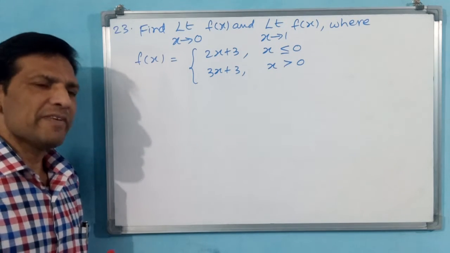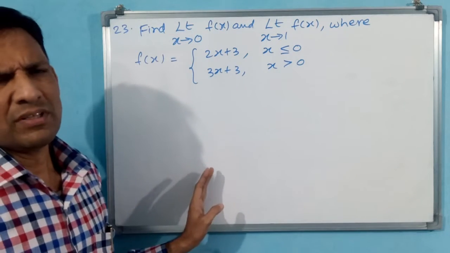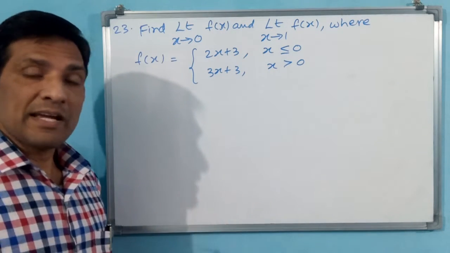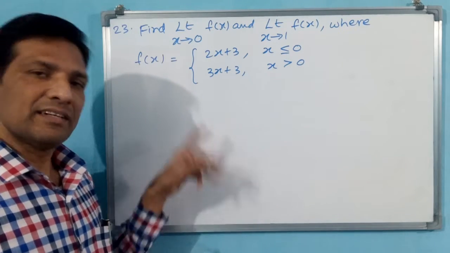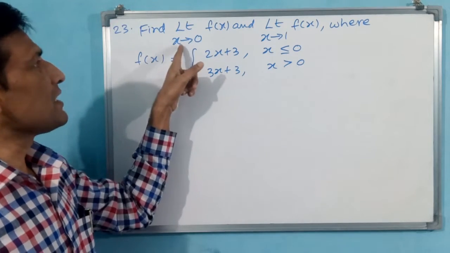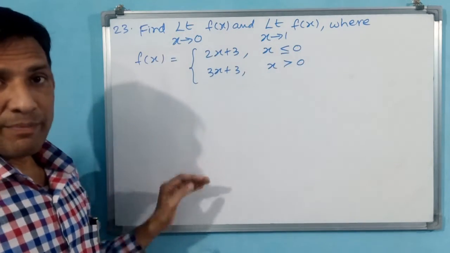See, limit does not exist at the point where they have asked, there only we have to tell. Limit does not exist at 0. Somewhere in some other area it may exist, but if they ask that, there we have to tell. But here they have asked limit at x tends to 0 and limit at x tends to 1. Both separately we have to do.